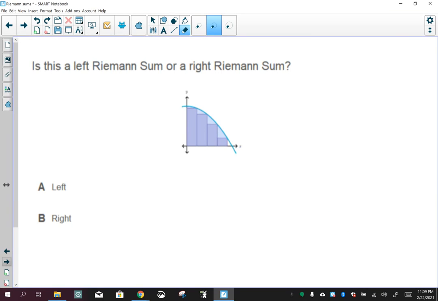So before we go to that, take a look at this. Is this going to be a left Riemann sum or a right Riemann sum? So if we look at our graph right here, and each one of our rectangles, well, if we take a look, the right corner is touching the actual graph in question. So therefore, we have a right Riemann sum.